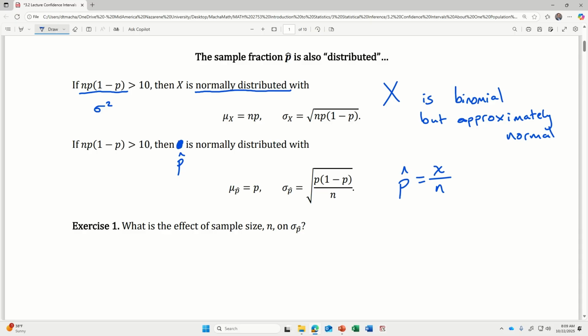And then this sigma stands for standard deviation, right? So the standard deviation of the sample fraction distribution is going to be the square root of p times 1 minus p, divided by n, all under the square root, because that's what we get if we take the standard deviation of the x variable and then divide that by n.